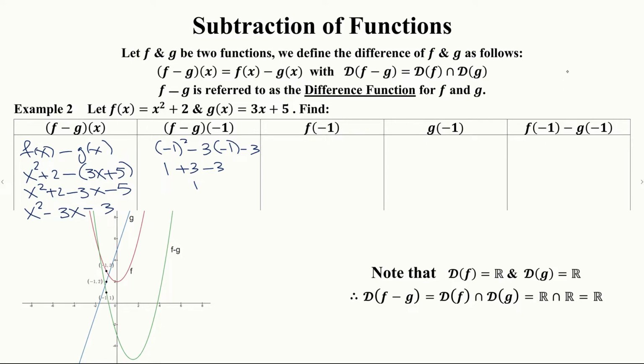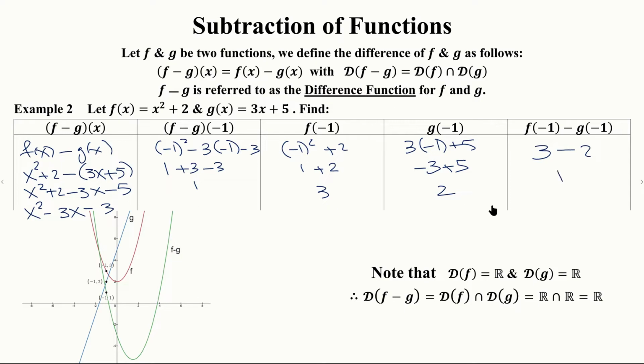So f of -1 is going to be quantity -1 squared plus 2. So that's 1 plus 2, which is 3. And g of -1 is going to be 3 times -1 plus 5, right? Of course, we're just substituting -1 for x in the expression for g. So we get -3 plus 5, which is 2. So now we're going to subtract in this manner: 3, which is f of -1, minus 2, which is g of -1, and we end up with 1.